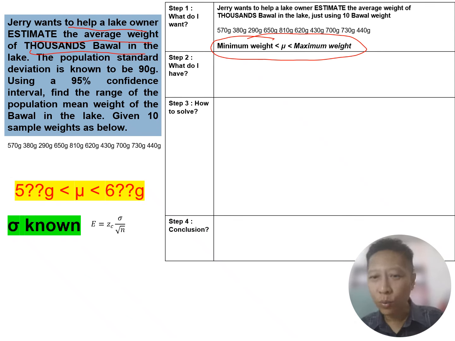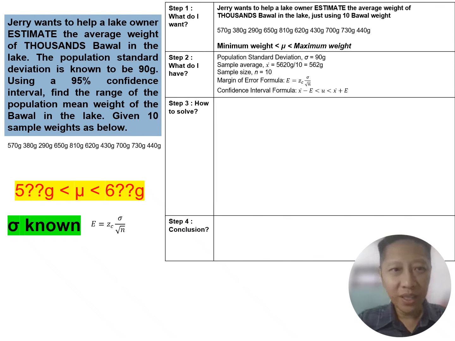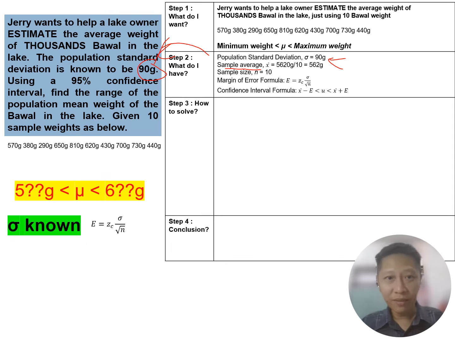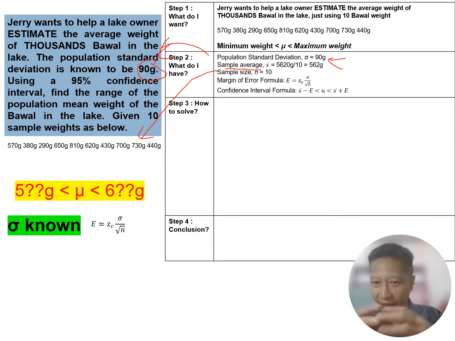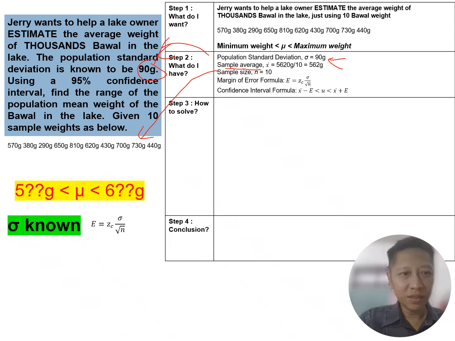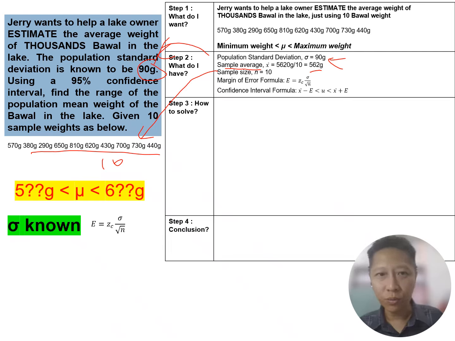Step number 2, what do I have? Based on the information here, the first one is the population standard deviation, and the sample average we get from the 10 bawa fish average. Add them up: first fish weight plus second fish weight plus third fish weight, divided by 10. This is the average of 10 bawa fish, 562.